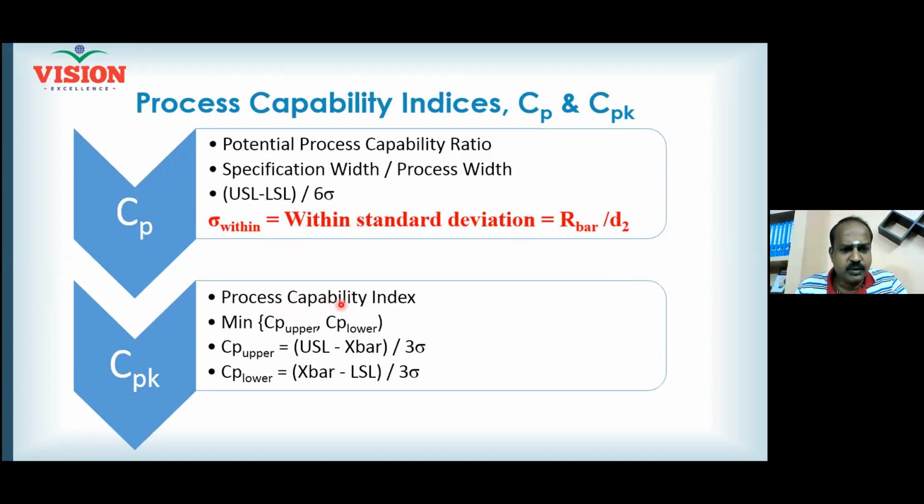And then how to calculate the process capability index. Here also you will use the same sigma. The formula is the minimum of Cp upper and Cp lower. So Cpk is divided into two further metrics, Cp upper and Cp lower. Cp upper is (USL minus X bar) by 3 sigma, and Cp lower is (X bar minus LSL) by 3 sigma. You know USL, LSL are the specification limits, X bar is the process center, and sigma is sigma within.